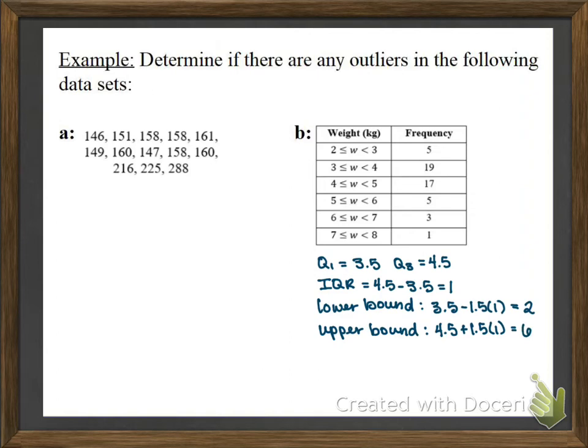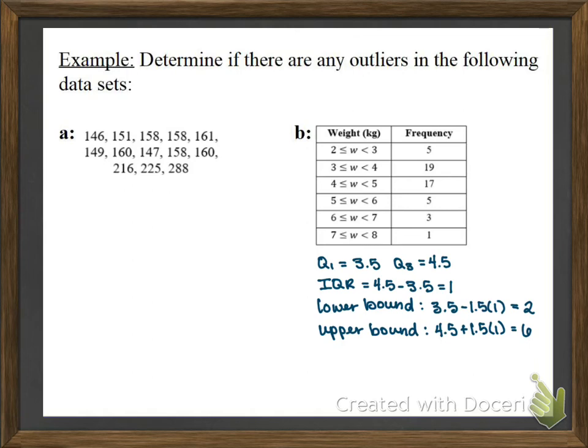Looking at the lower boundary first, do we have any data values that are less than 2? Well, our lower boundary is 2, and 2 is in the group where 2 is less than or equal to w, and we have 5 within that group. But we don't have anything smaller than 2. You have to be less than the lower boundary, and we don't. So if we have outliers, it is not on the lower bound. Looking at the upper bound, anything larger than 6 is going to be an outlier.